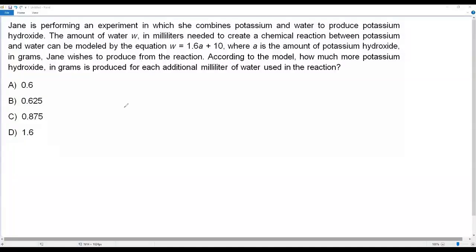Here we have a SAT math question. Okay, let's go to the information. Jan is performing an experiment in which he combines potassium and water to produce potassium hydroxide.